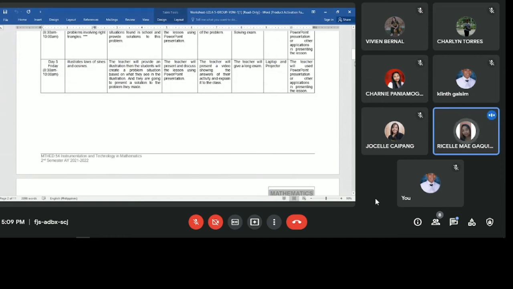For the discussion, the teacher will present and discuss the lesson using PowerPoint presentation. For the independent practice, the teacher will present a video showing the answers of their activity and explain it to the class. And for the assessment, the teacher will give a long exam. In ICT integration, for the hardware, the teacher will use laptop and projector. And for the software, the teacher will use PowerPoint presentation or other applications in presenting the lesson.